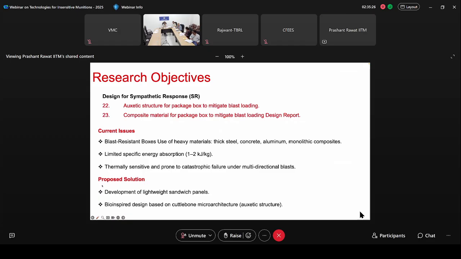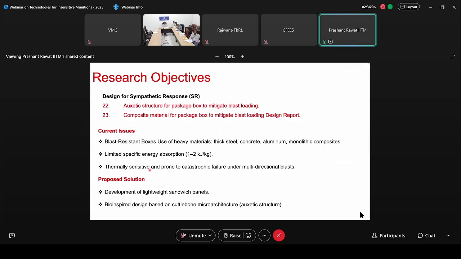As I already pointed out, there are two points which we are going to address here. What we have observed after going through the literature survey is that blast resistance boxes are mostly made of monolithic heavy materials, or if it is auxetic material design, mostly honeycomb structures or other conventionally used auxetic materials. They have very limited energy absorption capabilities, and they are sensitive to catastrophic failures whenever a blast happens and the waves are propagating from multiple directions. It is difficult to avoid this catastrophic failure, especially in composite boxes.